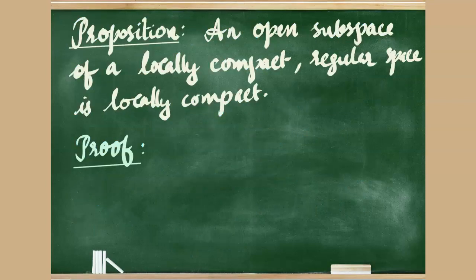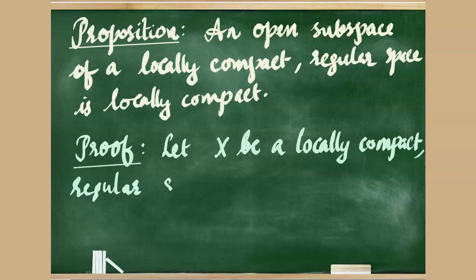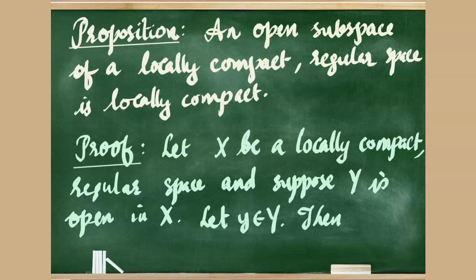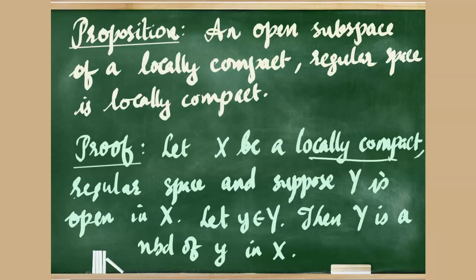Proposition: an open subspace of a locally compact regular space is locally compact. For the proof, let us assume that X is a locally compact regular space and suppose that capital Y is open in the space X. Let small y be an arbitrary point of capital Y. Then since capital Y is open in X, capital Y is a neighborhood of small y in the space X. Since the space is locally compact and regular, by a previous proposition, this space will have a local base at the point small y, which consists of compact neighborhoods.